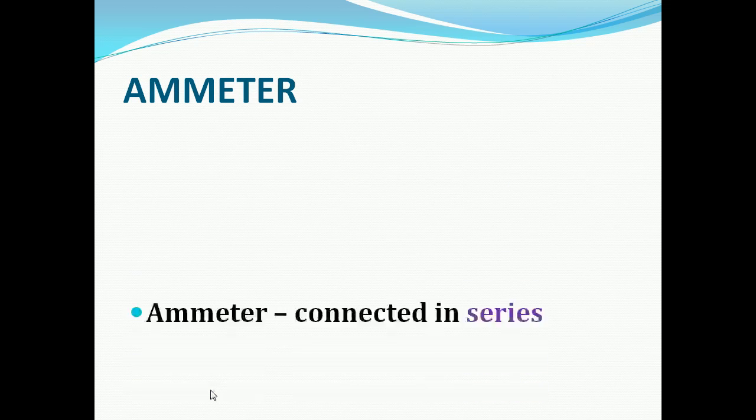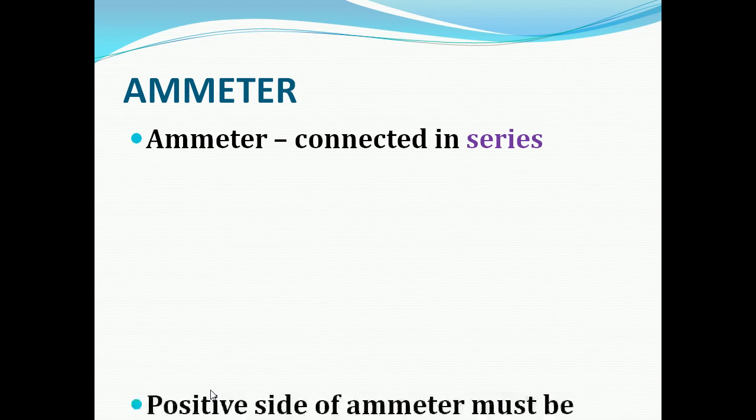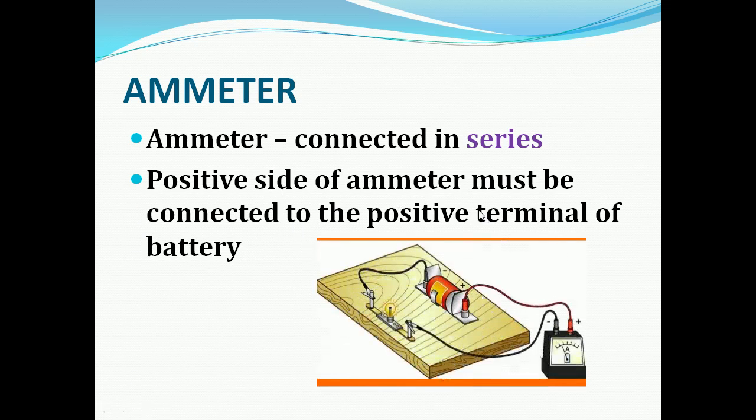So the ammeter should be connected in series. The positive side of an ammeter must be connected to the positive terminal of a battery. We know a battery contains two terminals, positive and negative. So the positive side of the ammeter has to be connected to the positive terminal of the battery as shown in the figure.